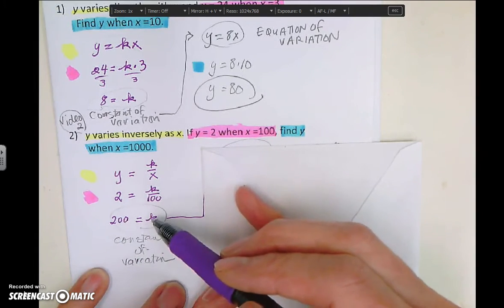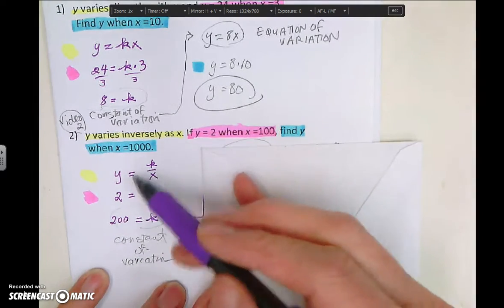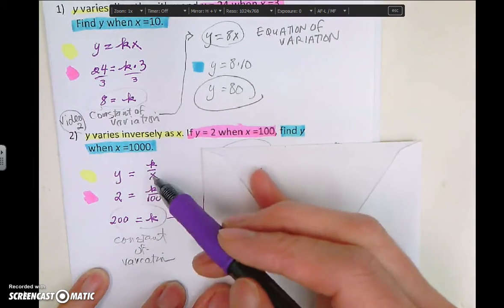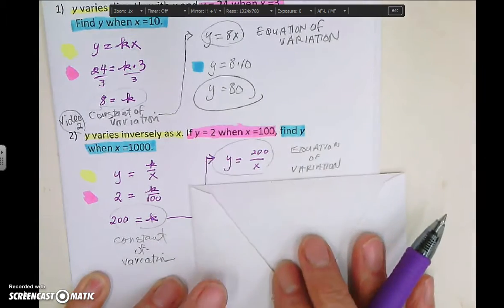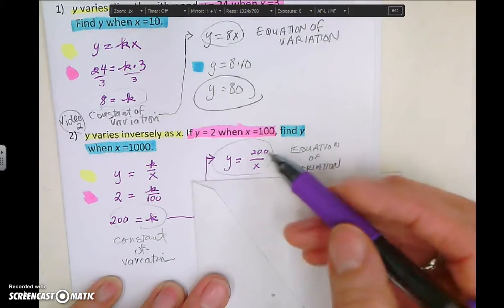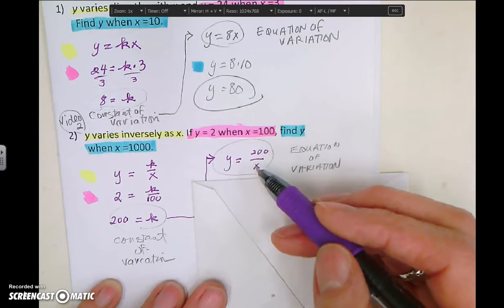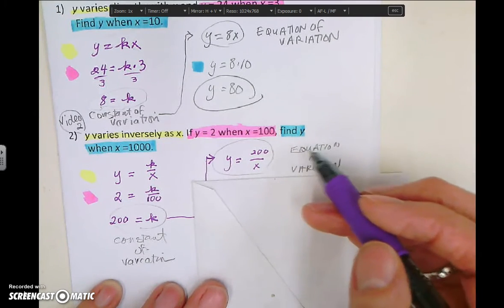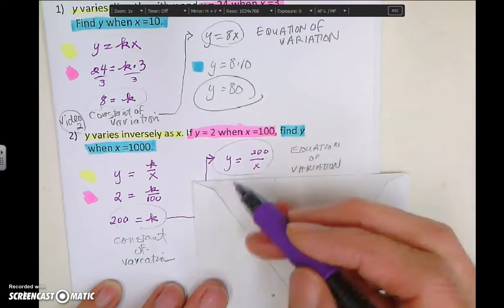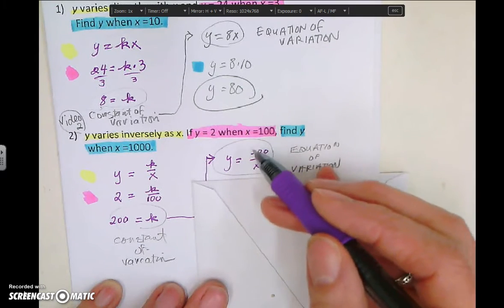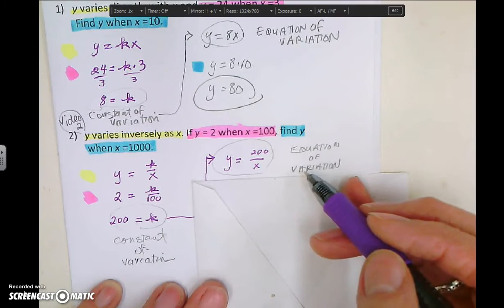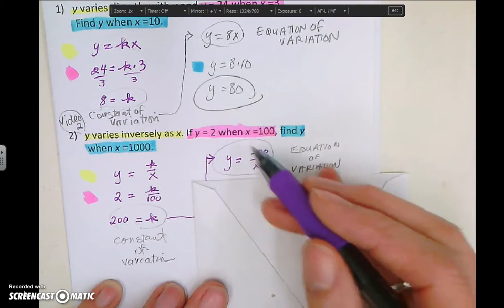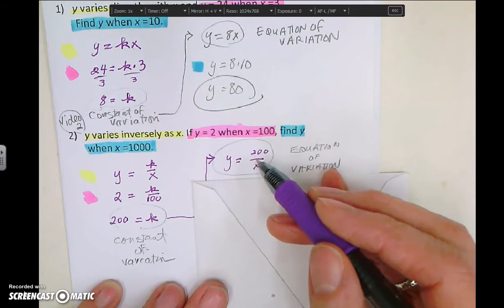So now we're going to take this and include it in our original equation and put the 200 in for the k and get this, that y is equal to 200 over x. And this is called the equation of variation. It includes the constant that we found. And sometimes that's all you're asked for is the equation of variation. So this could possibly be your final answer.